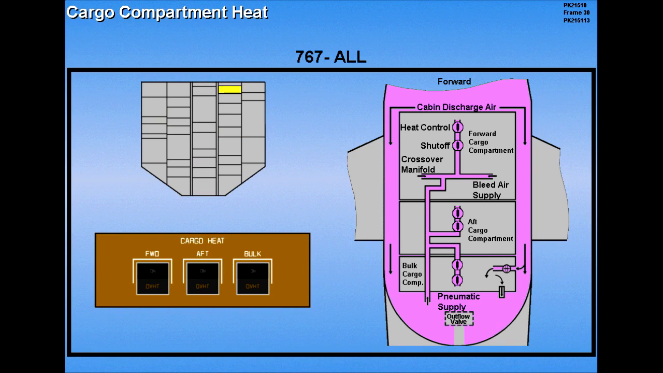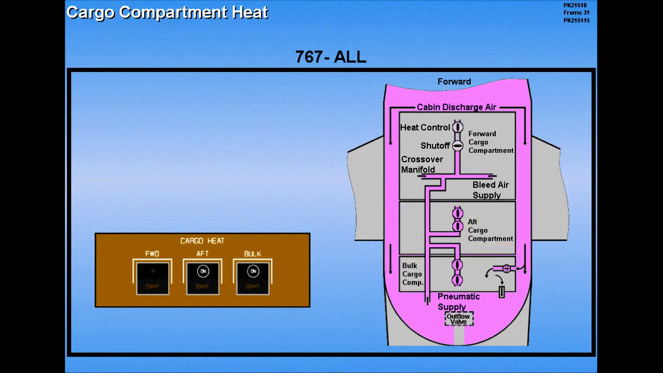Cargo heating controls and indicators are located on the overhead panel. There are separate switches and overheat lights for each cargo compartment. When a cargo heat switch is selected off, the respective shutoff valve will close. Now click on the appropriate switch to apply heat to the forward cargo compartment. When switched on, the cargo heat valve operates automatically to maintain the cargo compartment temperature above 45 degrees.